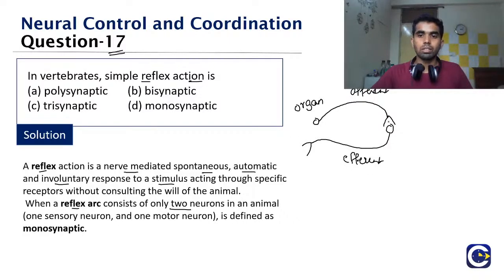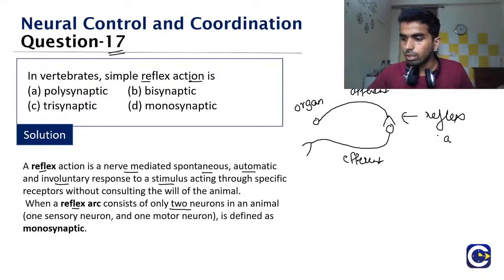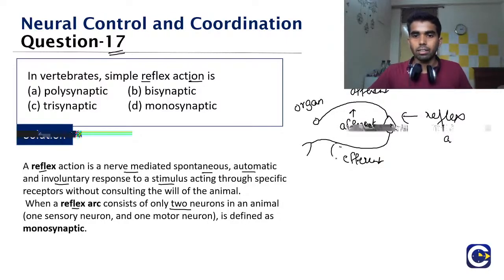Now tell me, this is the reflex arc. I hope the diagram is clear to all. So I told you that this is the afferent nerve and this is the efferent nerve, and this whole thing is known as the reflex arc.